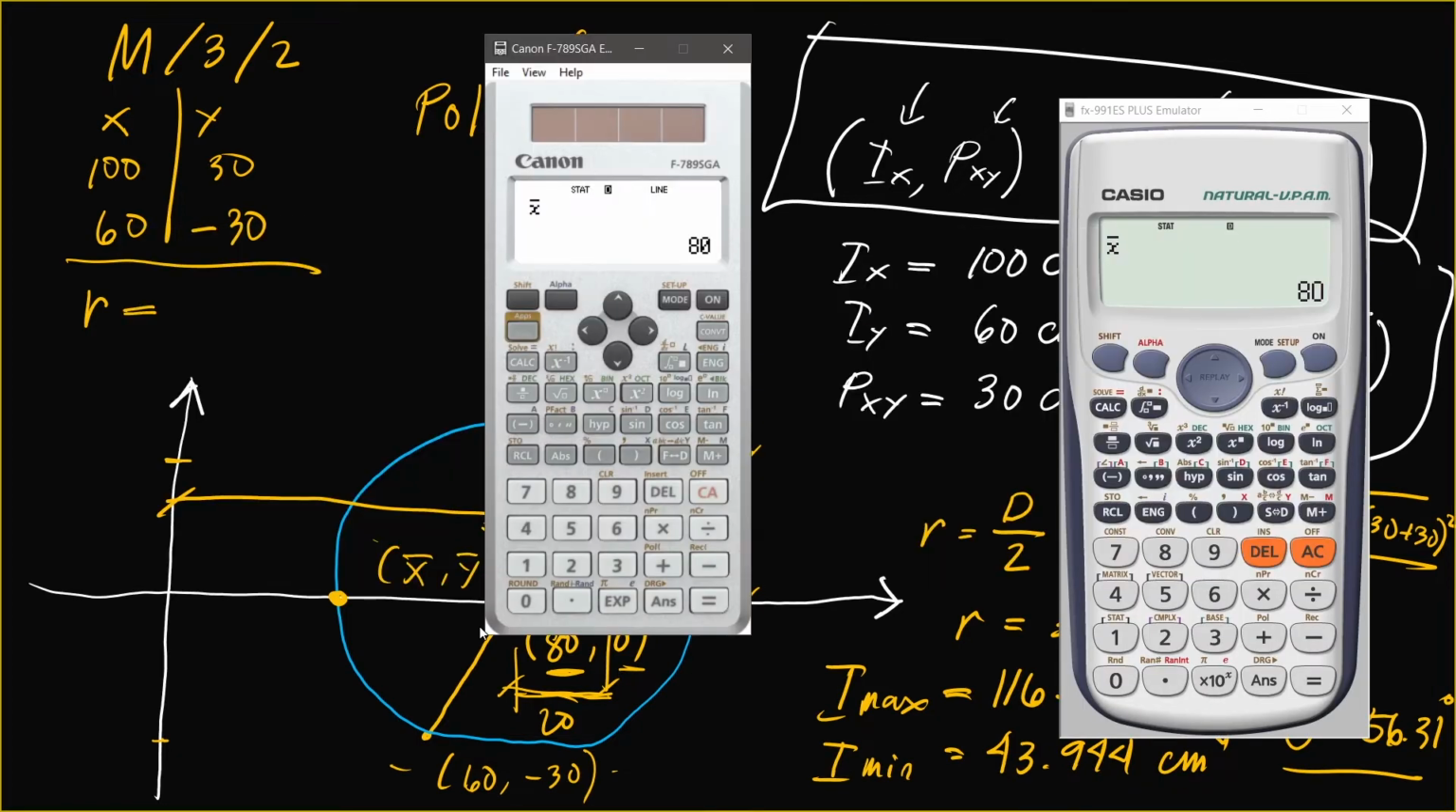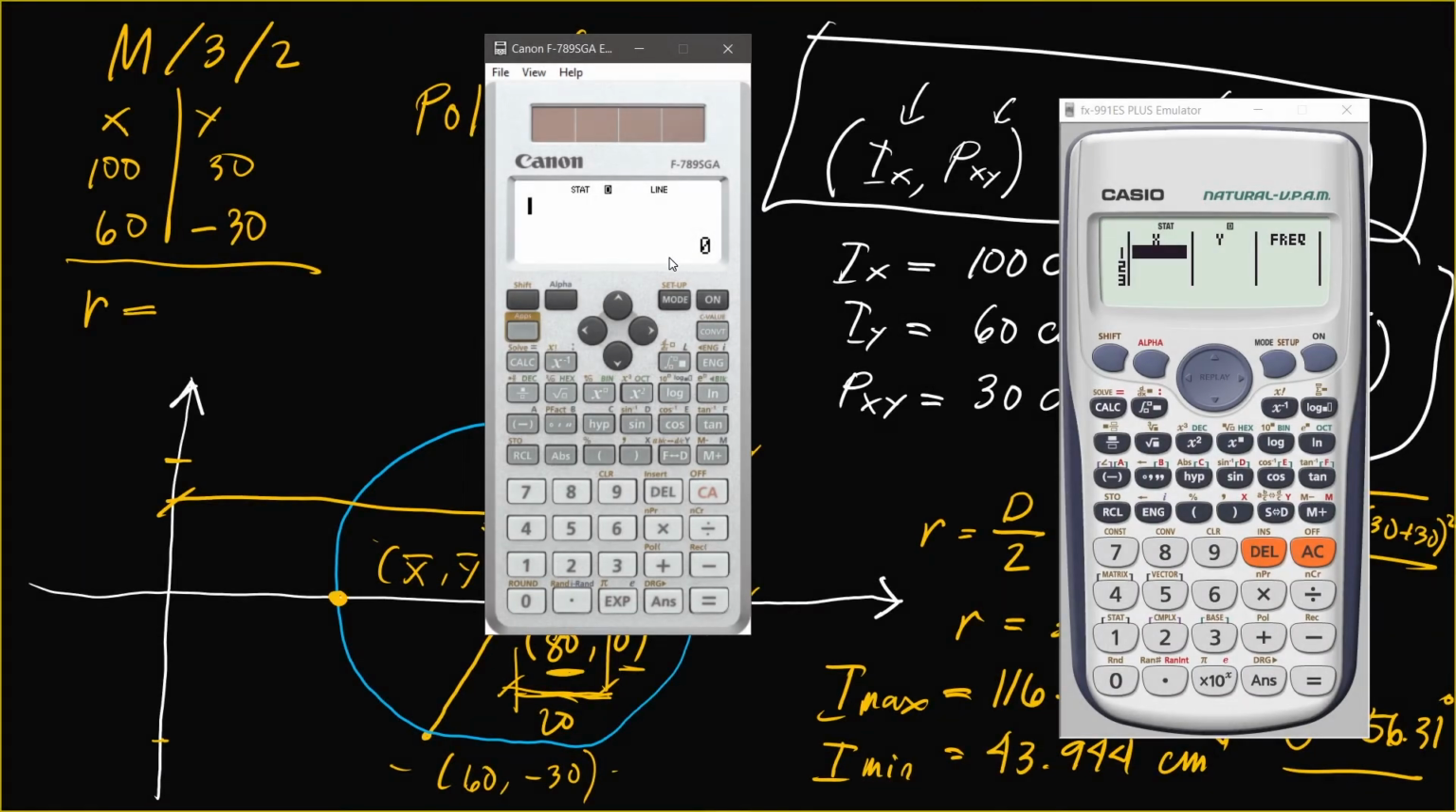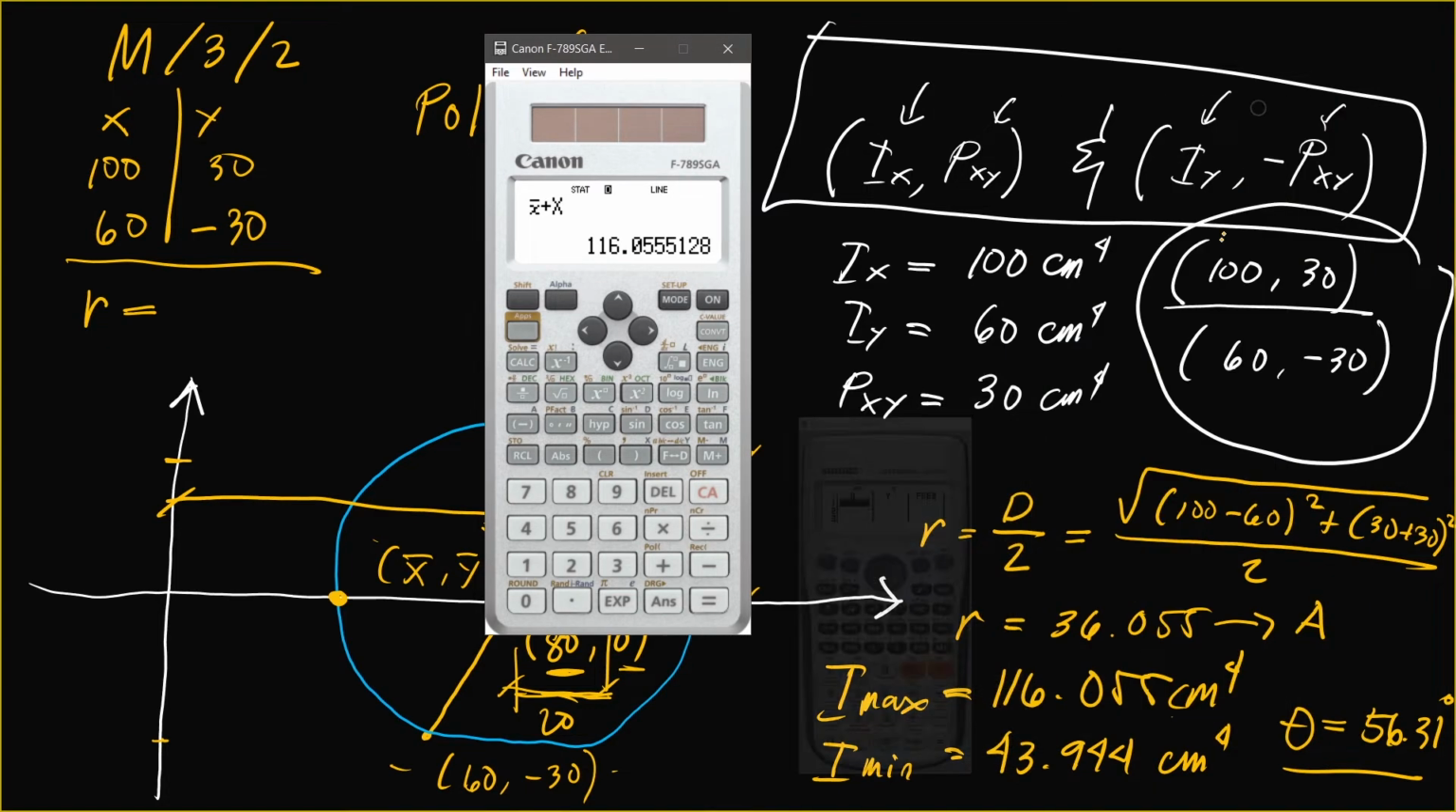Okay, so to determine the maximum, we use shift S-var 5, then X-bar, number 2, then we add the radius to X. That is 116.055. Then just erase the plus and replace it by minus, which gives 43.4944.